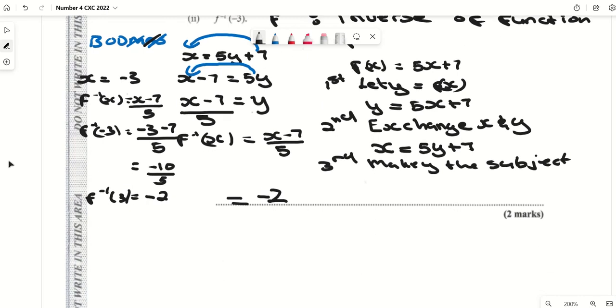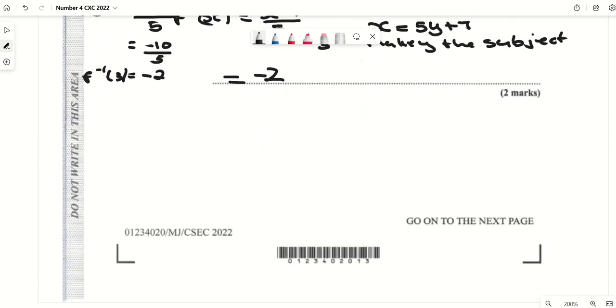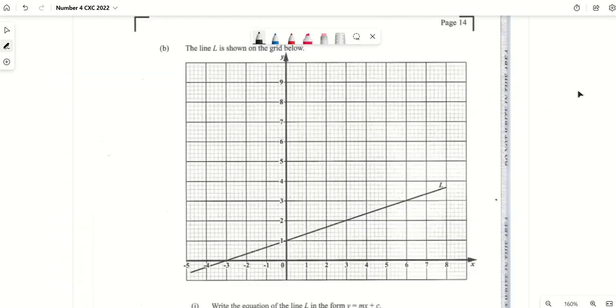Let's go on to the next one. All right? So the next one, in part B, number 4, is a graph. Remember, I told you number 4 is relations and functions as well as graphs. So we need to look at this. The line L is shown in the grid below. So this is line L.